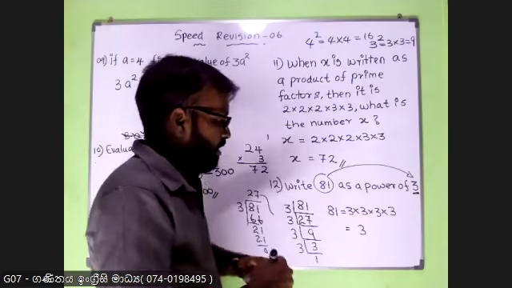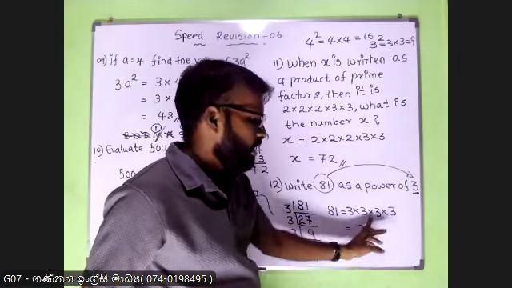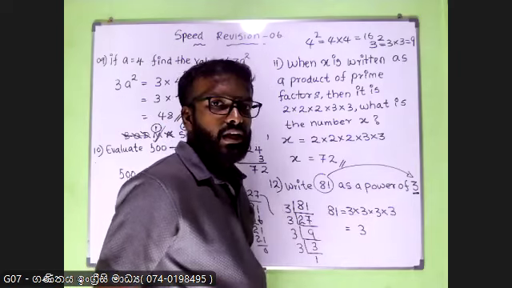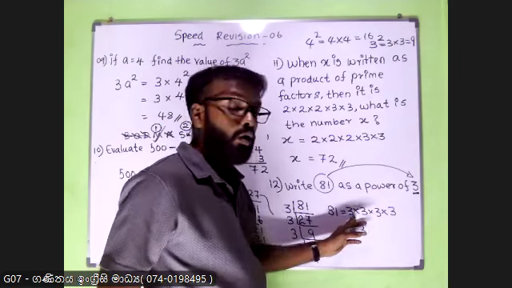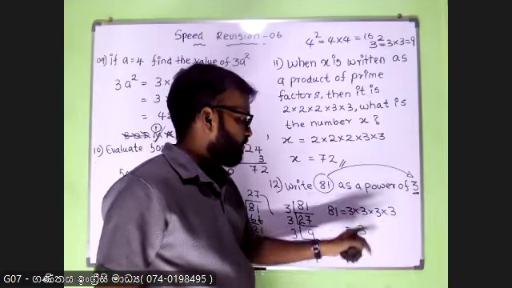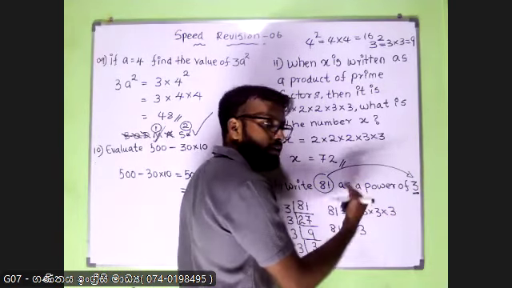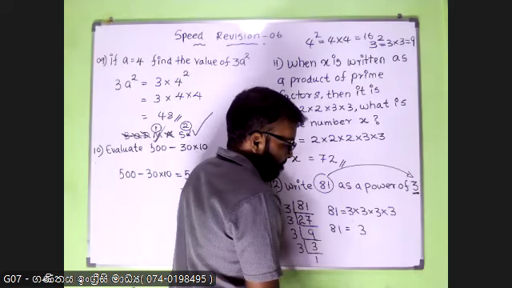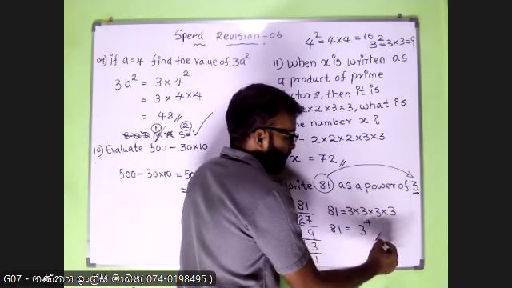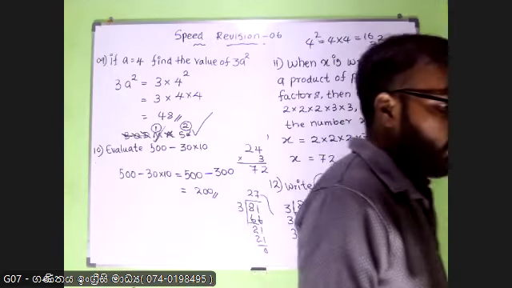How do you compress this? How do you write it as a power of 3? How many 3's are there? 4 3s. So you can write 81 equals 3 to the power 4. This is how we are going to do this.